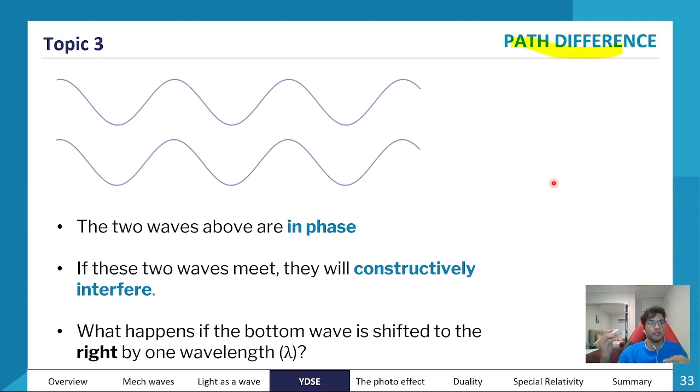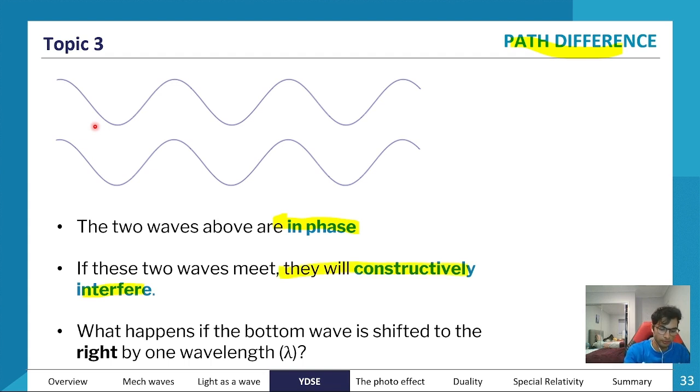Going back to what we did at the start of the lesson with superposition. If you imagine we have these two waves, and they are traveling together, we say that these two waves are in phase. The reason they're in phase is because they have the same amplitude, the same wavelength, and it's sort of the same wave traveling together. So this wave and this wave are the same wave, just traveling together. If these two waves meet, they're going to constructively interfere.